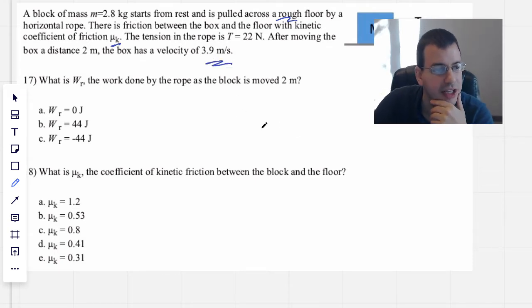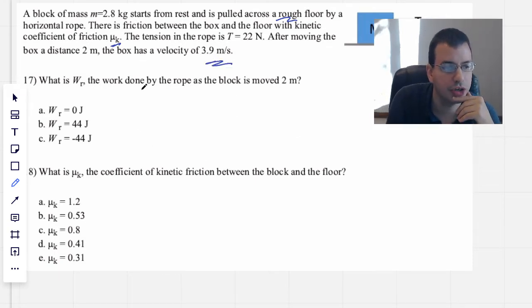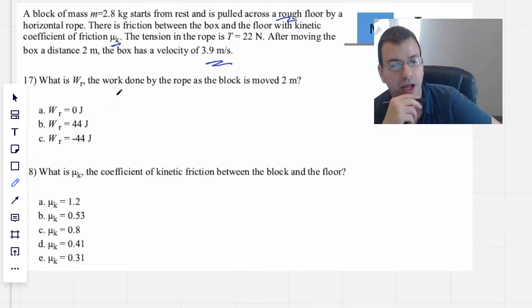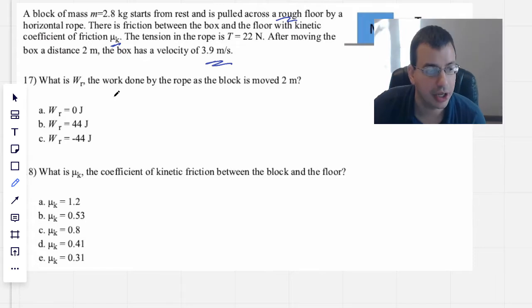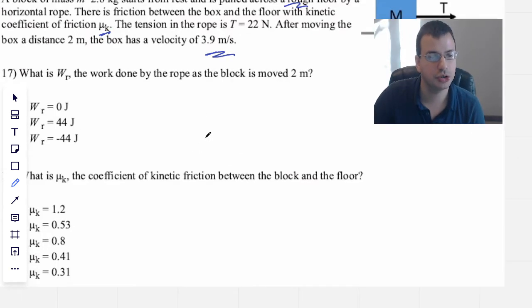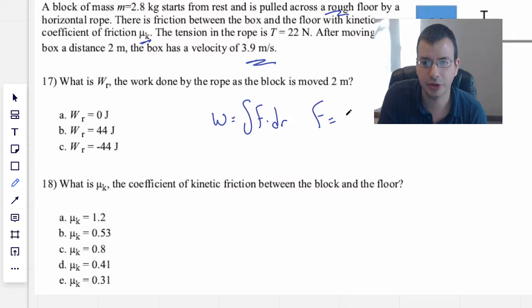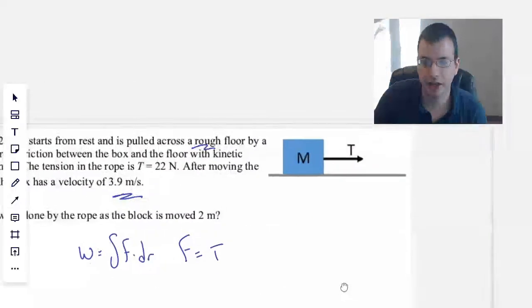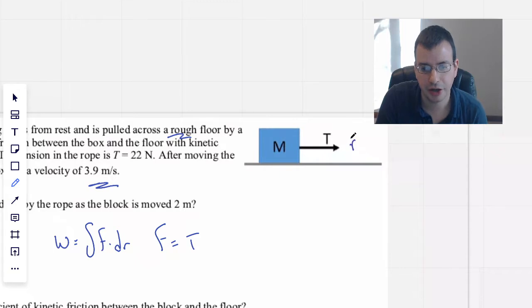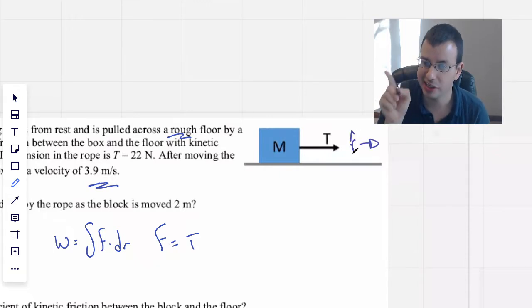Okay, what is W_R, the work done by the rope as the block is moved 2 meters? We just go straight to the definition of work. Work equals the integral of F dot dr. In this case, force equals tension, and on this picture I'm going to say the r hat direction goes that way.